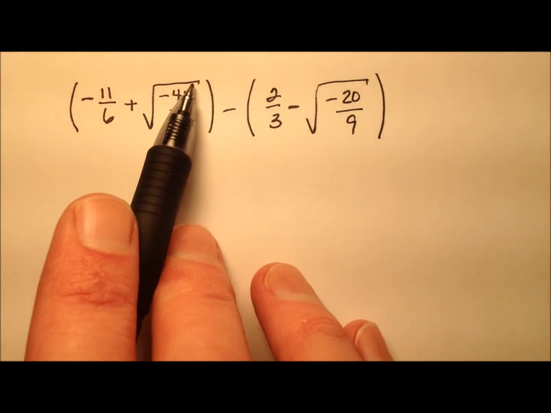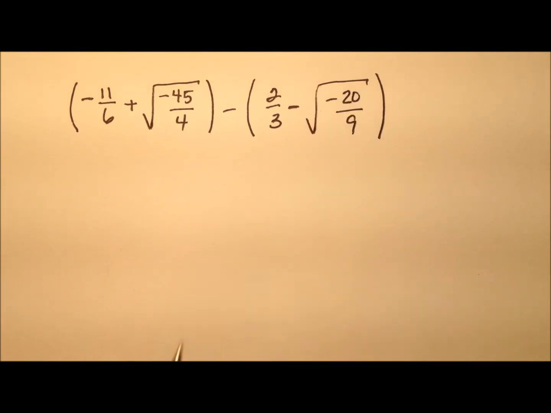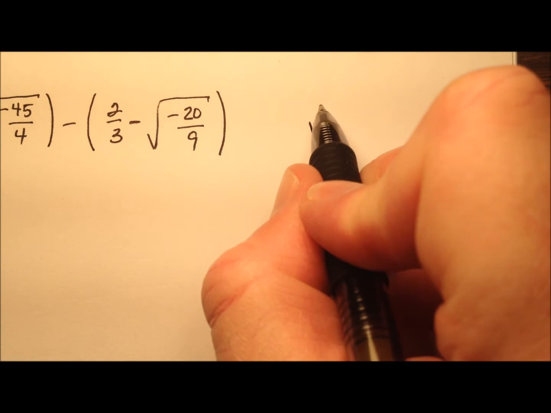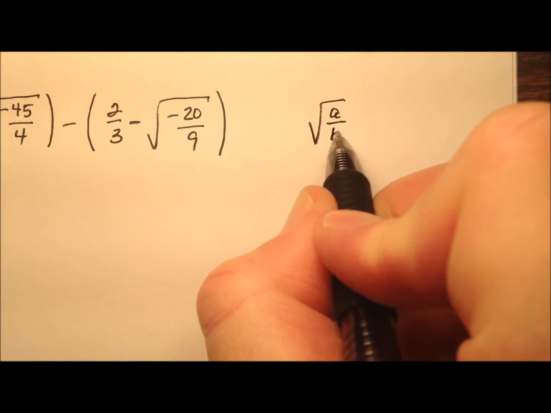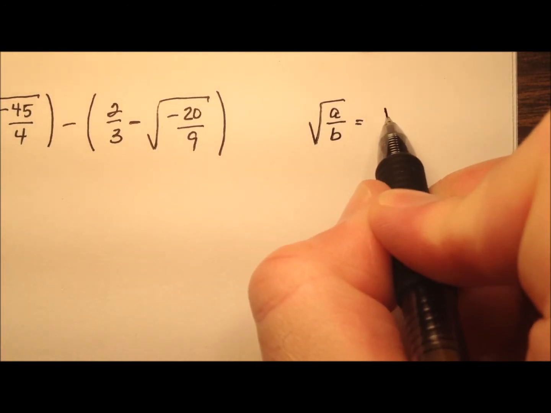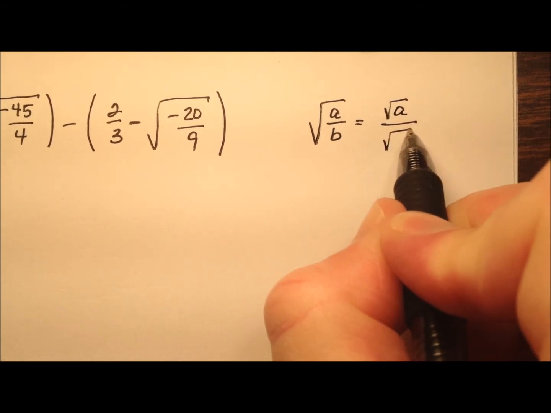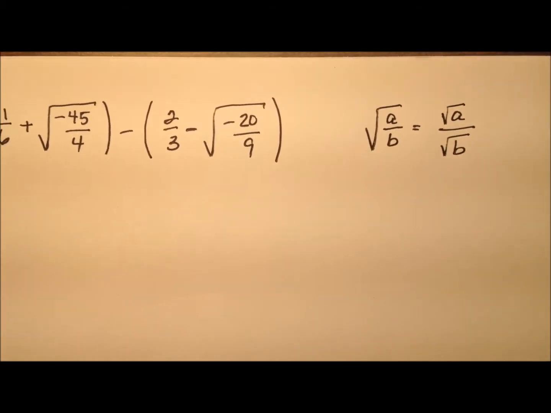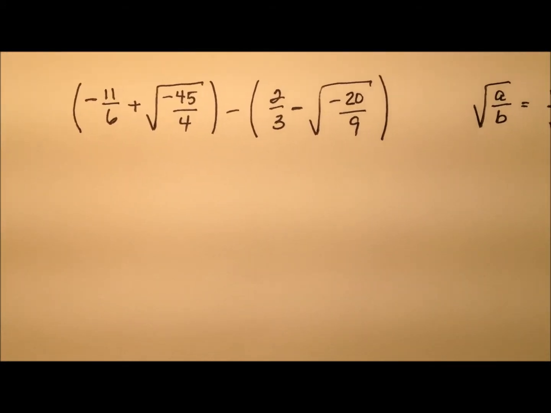So the first thing, let's take care of the fractions underneath the radicals. We have a property that says the square root of a over b can be rewritten as the square root of a over the square root of b. In that way we can rewrite these in simpler form, and we can tackle the radicals separately. So let's go ahead and do that first.